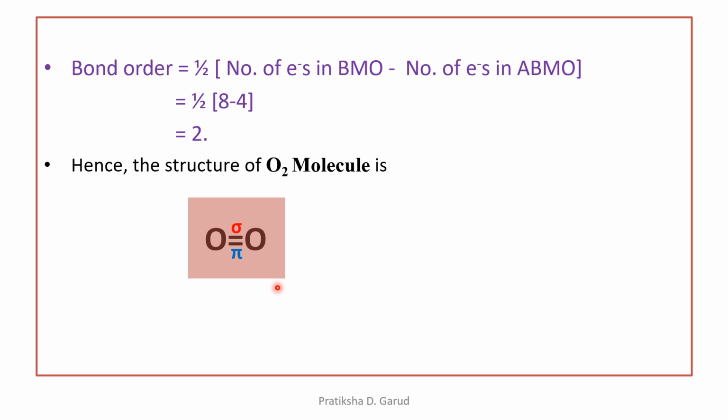Now finally the magnetic behavior. The MO electronic configuration shows the presence of two unpaired electrons, right? And as there is a presence of unpaired electrons, the molecule is paramagnetic in nature. So we have to study this paramagnetism of the O2 molecule in the next video.